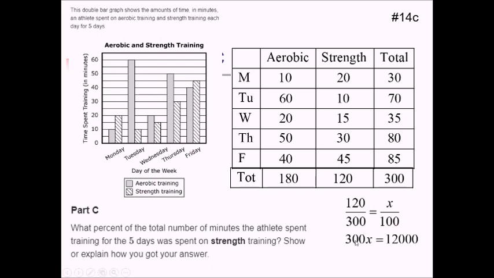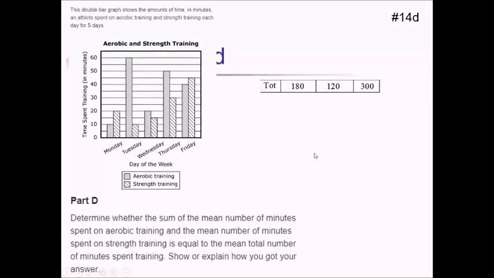Dividing both sides by 300, I'm going to cancel out 2 of those zeros and divide 120 by 3 essentially. So that's going to be 40% then that we spent strength training. For this last problem part, they want us to determine whether the sum of the mean number of minutes spent on aerobic training and the mean number on strength training is equal to the mean total number of minutes spent training. All right, so it helps if you've got this last row that we created in part C.